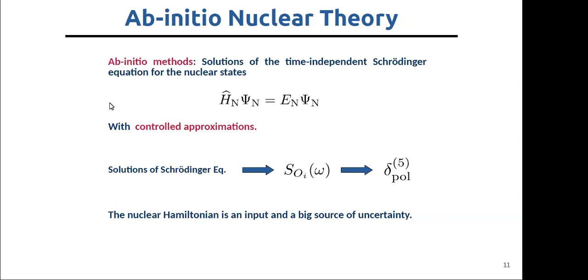An important point to keep in mind is that for this recipe, the nuclear Hamiltonian is an input which is not uniquely defined. So it is a big source of uncertainty. And in order to move on, I need to explain how, in the modern view of doing nuclear physics, we define this nuclear Hamiltonian.